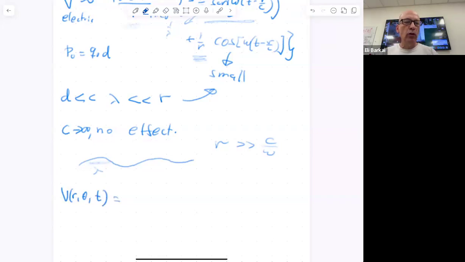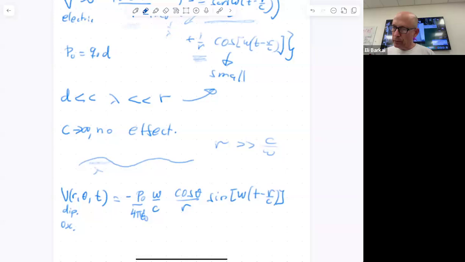The potential does not depend on phi, because around this antenna, this dipole, there is a symmetry in phi. So you have a dependence on theta, and you have a dependence on R, and you have dependence on time, but not on phi. This is equal, which I can call a dipole oscillating, if you want, minus P0, that's the dipole, omega over C, 4 pi epsilon 0, cosine theta over R sine omega T minus R over C. And this is this approximation for this thing.